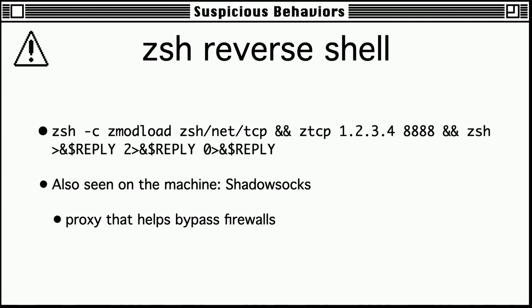Also seen on the machine, which kind of raises the level of suspicion, was a proxy called Shadowsocks, which is commonly used to bypass firewalls. So if you had something in place that was designed to prevent the machine from calling out to certain domains, known malicious domains, that sort of thing, Shadowsocks might have been put there to get around that. So this kind of thing is much more suspicious.